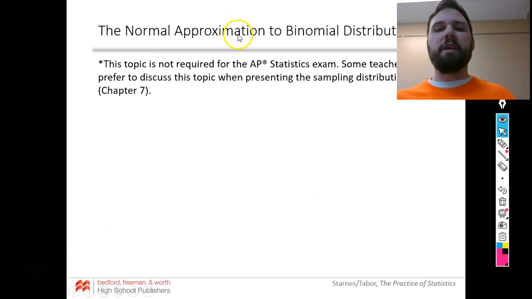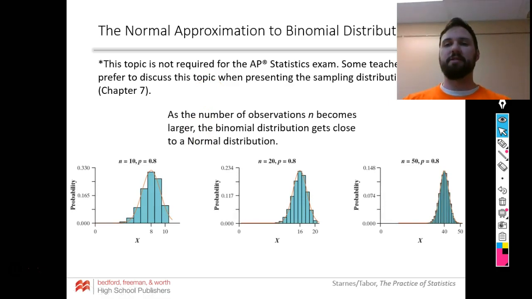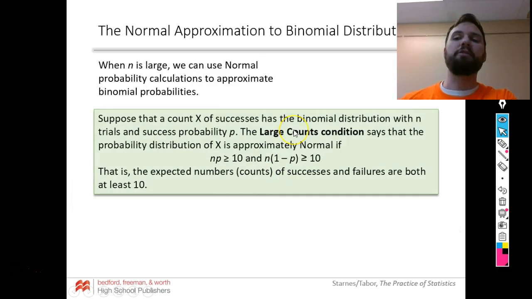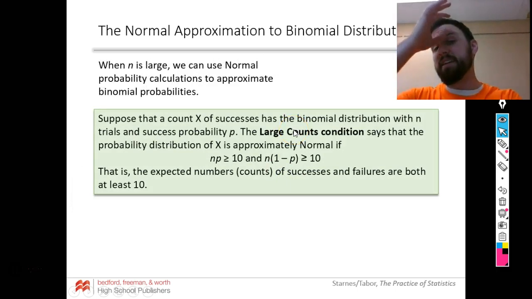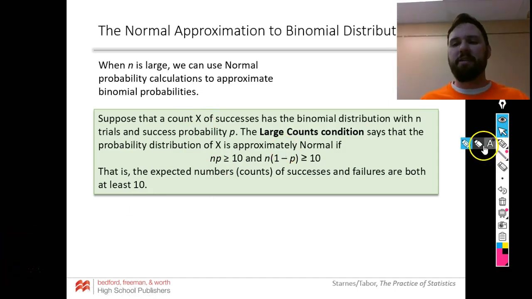This next part is not required for the AP test, but I make you know it because it's nice to know. This says as n gets bigger, the larger your sample size, the closer you get to being normally distributed, because there's less variability. Okay? Now, we can use the law of large counts to see if something is going to be close to normal.